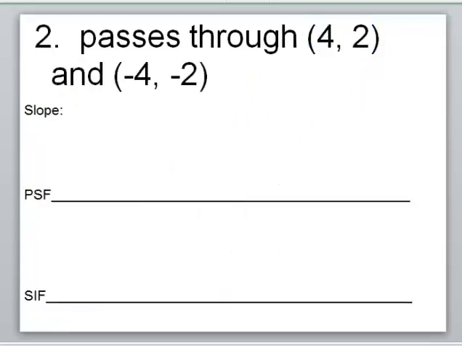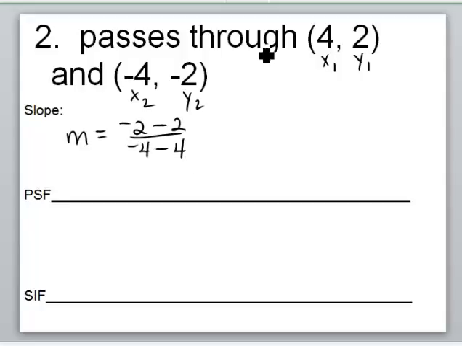Let's try another one of those. What we're going to do is we're going to put x1, y1, x2, y2. Slope is y2 minus y1 all over x2 minus x1. I end up getting, when I change my coordinates to plus the opposite, negative 4 over negative 8. Negative 4 over negative 8 reduces to a positive 1/2. So first step is done.